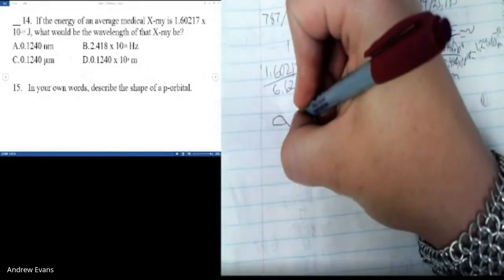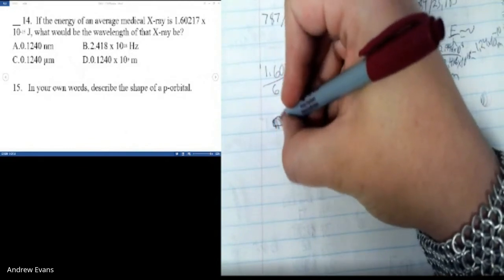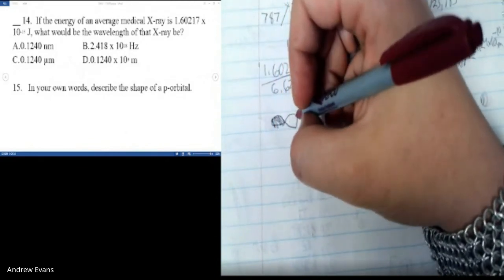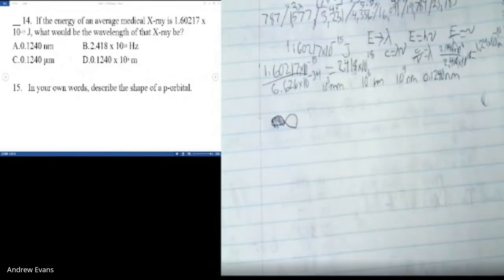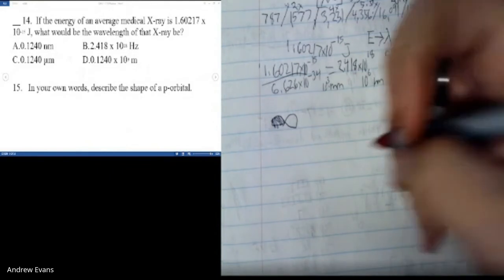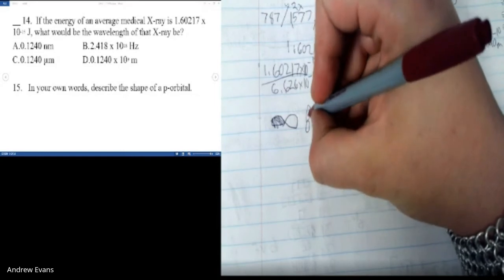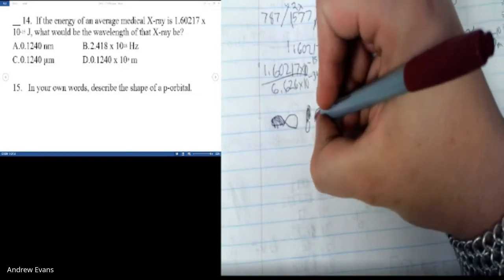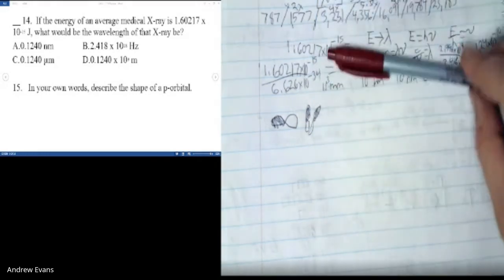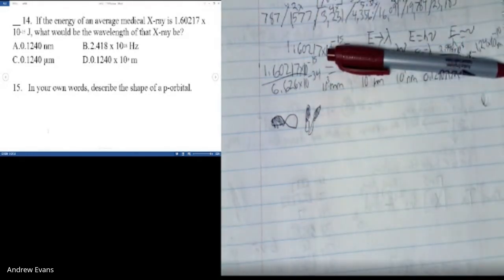Okay. In your own words, describe the shape of the p orbital. It's not too hard. P orbital is one of the more normal ones. P orbital is the one that looks like, you could say, a bow tie. It looks like a figure eight. It looks like a dumbbell, infinity symbol, something like that. There's 3 different versions of it, all in the one-dimensional axis, either the x-axis, the y-axis, or the z-axis. All of those things could be added, but let's say dumbbell, figure eight, something like that.